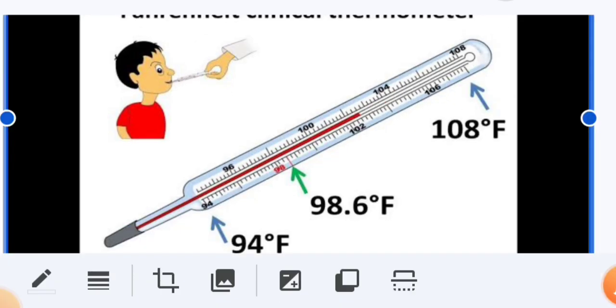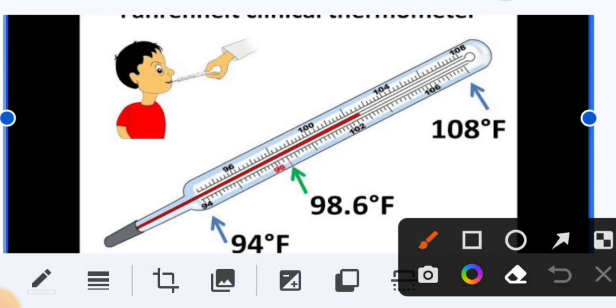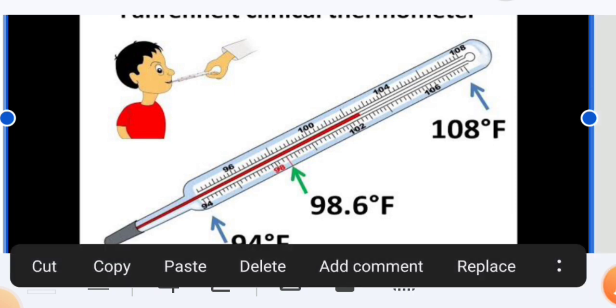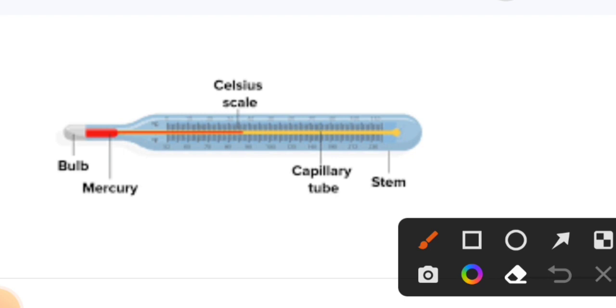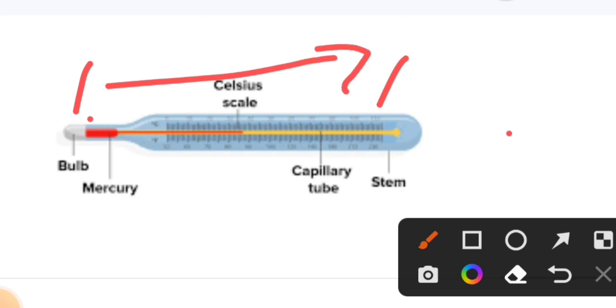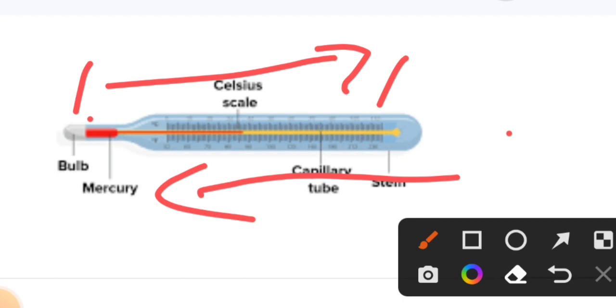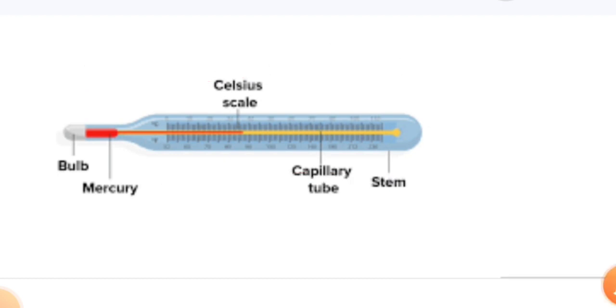So the temperature is placed orally. Then it is mainly made of two parts: the stem and the bulb. Before using the thermometer, we have to clean it from bulb to stem. Then after taking the temperature, we have to clean it from stem to bulb.